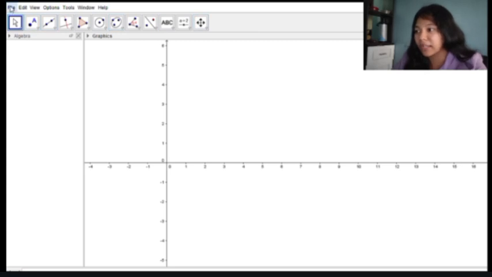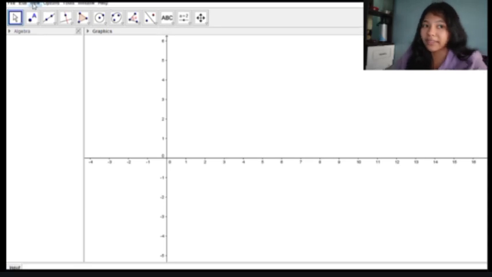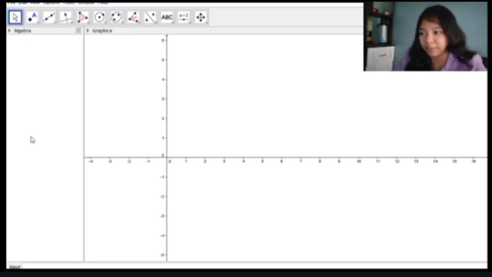File, Edit, Options, Tools, Window, and Help. One tab stands out, the View bar. Here we have Algebra, Spreadsheet, CAS, Graphics, Graphics 2, 3D Graphics, Construction Protocol, and Probability Calculator. This is already the Algebra view, and this is the Algebra Classic. As you can see, you can open multiple tabs or multiple views at the same time.